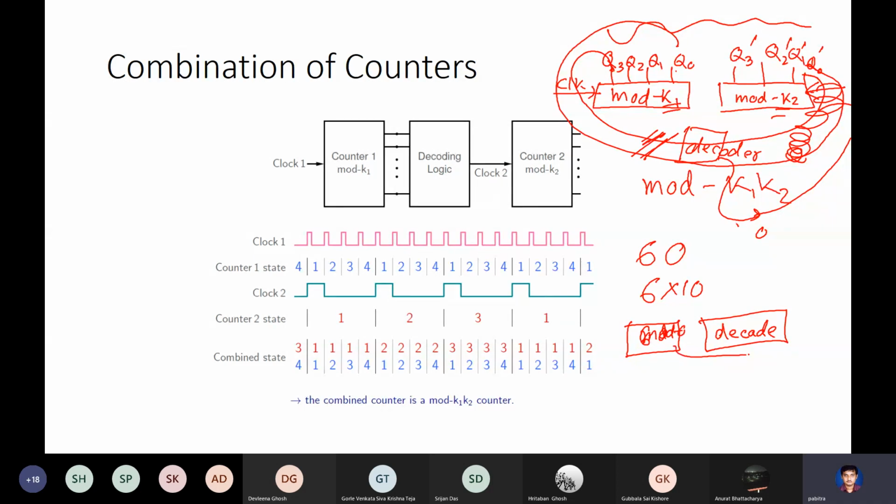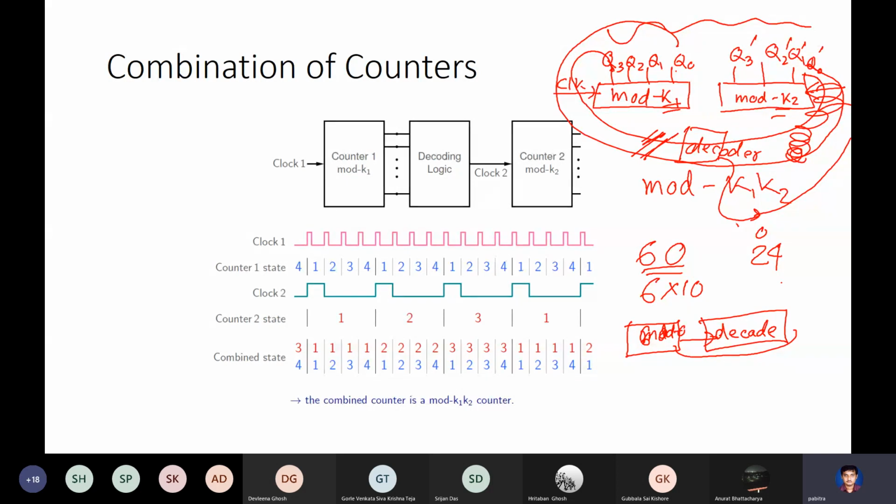Okay, and then I tie them up. So it becomes a 60 counter, a seconds counter. Similarly, let's say I have a 24 counter. How will I do it? I will do it, say, by 6 into 4. I can do it by a 6 into 4 counter.